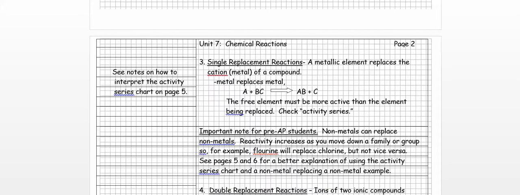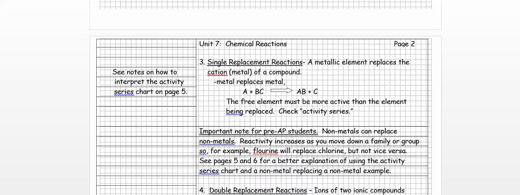It says single replacement reactions. A metallic element replaces the cation, a metal of a compound, right? So you can have a metal element, a single metal, and it can replace the metal in a compound. Sometimes, maybe. It doesn't always happen, and that's what we'll learn about when we get to page 5. Sometimes you put a metal with a compound and nothing happens. But in this case, let's take a look at what happened.